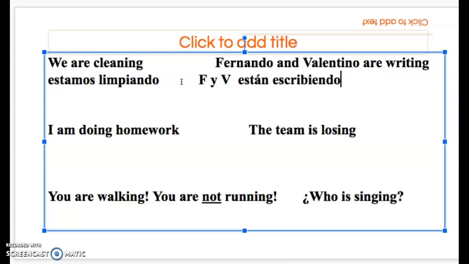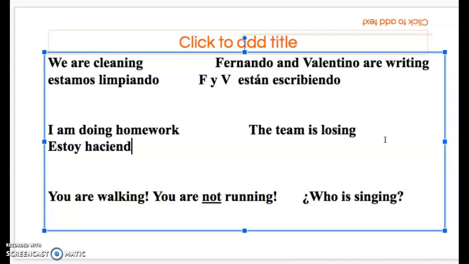Escribiendo. Están escribiendo. They are writing. Fernando y Valentino. So don't forget hacer means to do or to make, because you can do your homework, you can make your bed or make some pizza. So I am doing homework. I can add the yo, but again, it's not optional. Estoy haciendo.